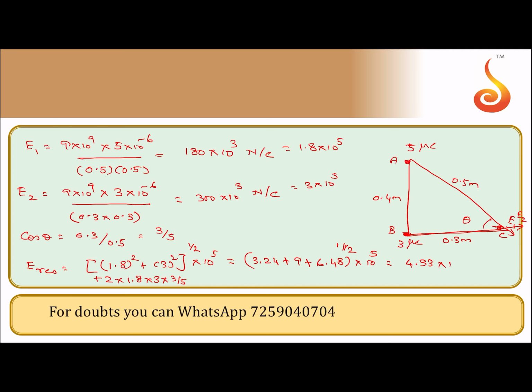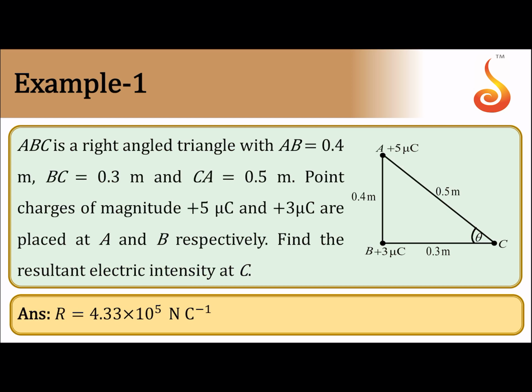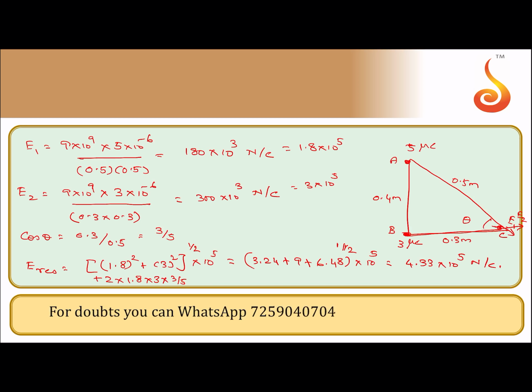4.33 into 10 to the power 5 Newton per Coulomb. So, that then would be the net electric field at the point C. Let me just check and see if my answer is correct. Yep, this is 4.33 into 10 power 5 Newton per Coulomb. So, my answer is indeed correct.